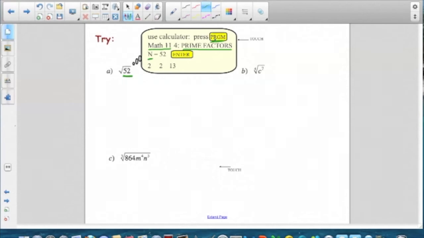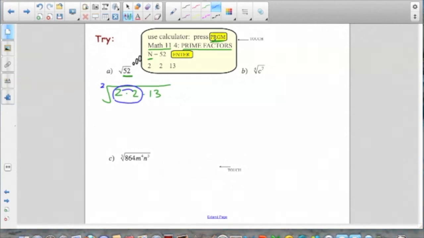When you type in 52 and hit enter, you'll notice that a 2 and a 2 and a 13 pop up. So what that means is they are in jail together. Now once you have this displayed, we know the index is 2, which means we're grouping these together because there are 2 of them, they pair up together, one jumps on his back, breaks out of jail. This 13 is all by itself, so it stays in jail. And there's our answer: 2 root 13.